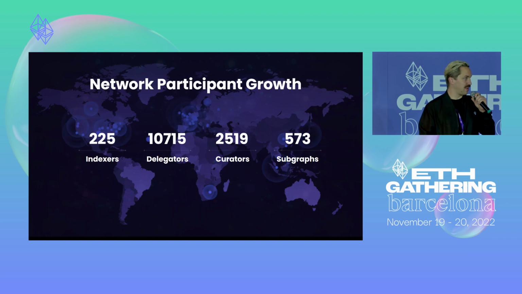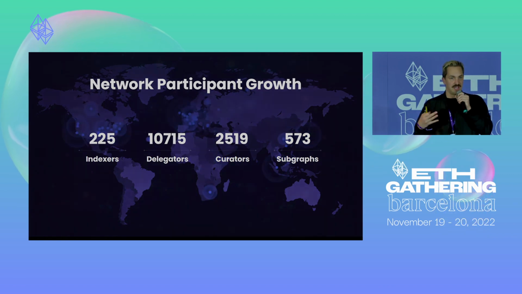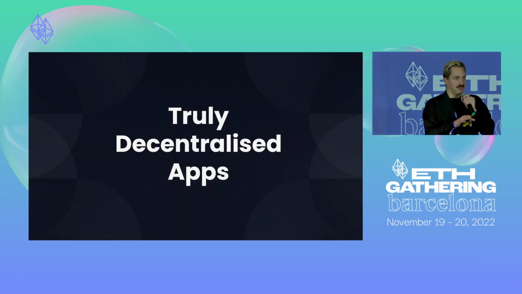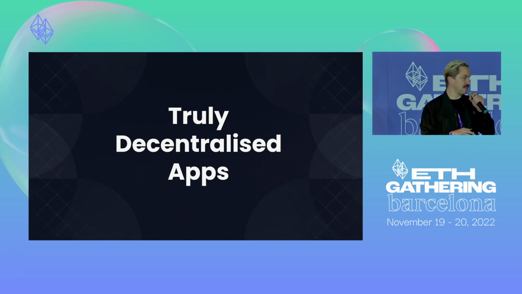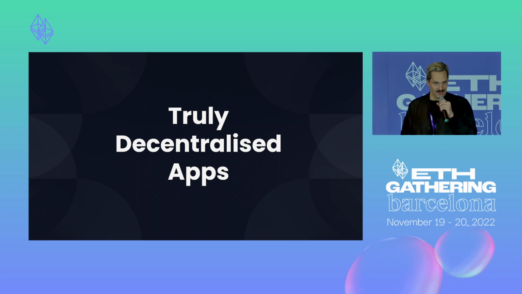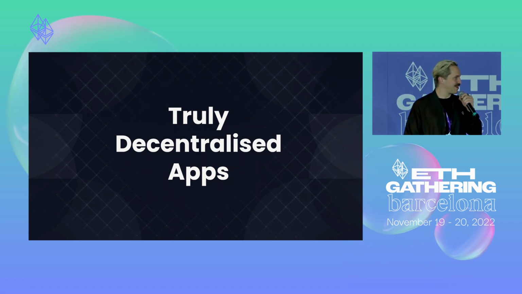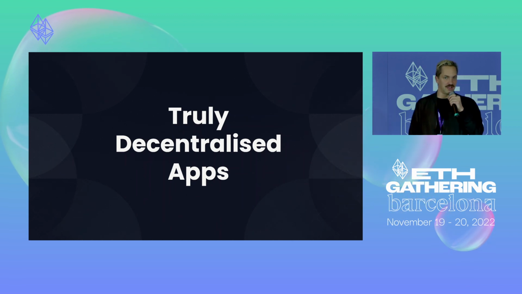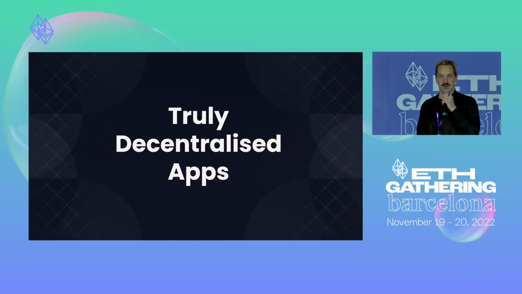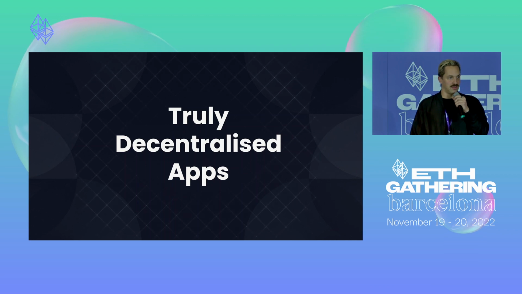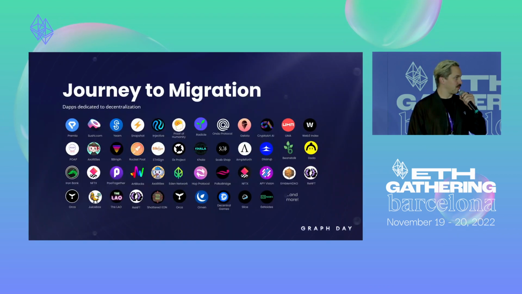We have 2,519 curators who pick the best subgraphs in the network to signal to the indexers which to index, and we have 573 subgraphs published to the decentralized network. I mean, that's quite a lot. That's very good. So that's the current state of the network. Currently, only Ethereum mainnet is available on the decentralized network, but more chains are to come, right?